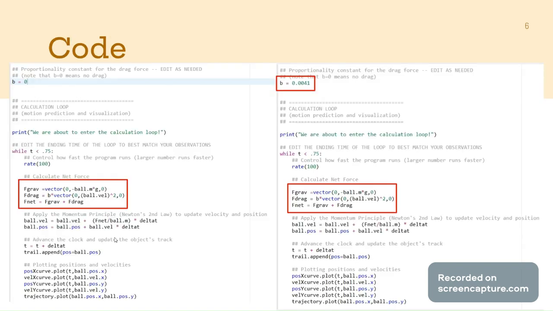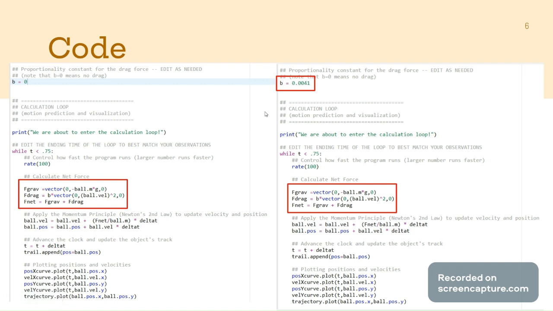So here's my code. On the left, you can see without drag, and my b equals 0. That is important because that is the value of drag. So down here, F drag equals 0 because b equals 0. That is important because that means F grav is the only force acting on the system. So you're only going to have gravity.